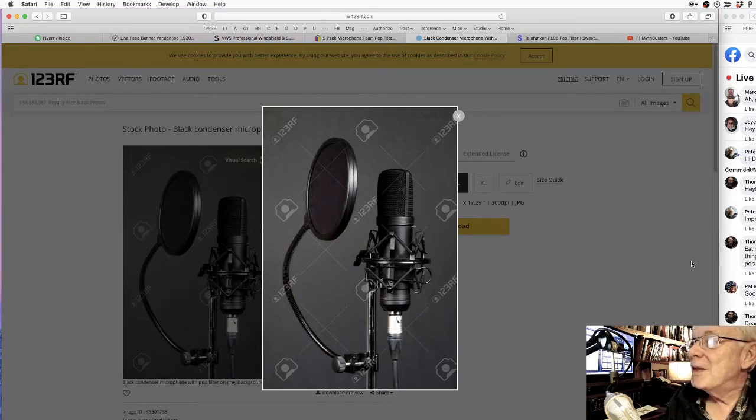Eating the mic was a common thing. Thomas says most of the mics in the 80s, pop filters were built in. Yes, that is so true. And yeah, we ate the mic totally in radio.